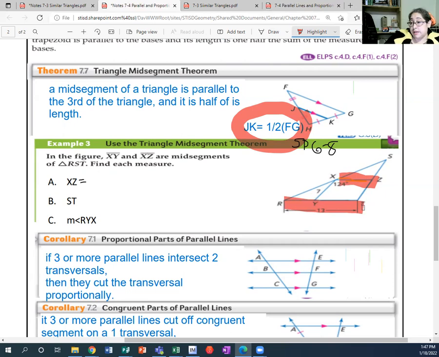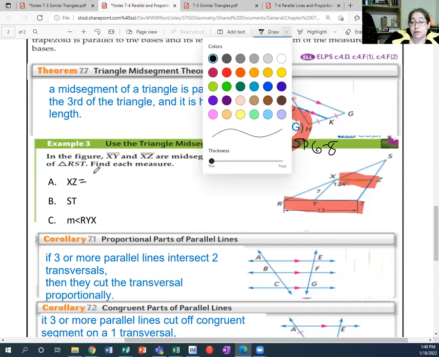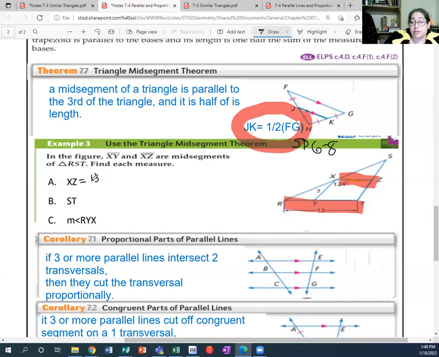According to Theorem 7.7, this measurement here is half of this. So XZ is 1/2 of 13. You cannot read that. That was a very poor choice of colors. Let me try again. 13 divided by 2. You can leave it as a fraction. That makes me happy. You can turn it into a decimal. I'd be meh about it.